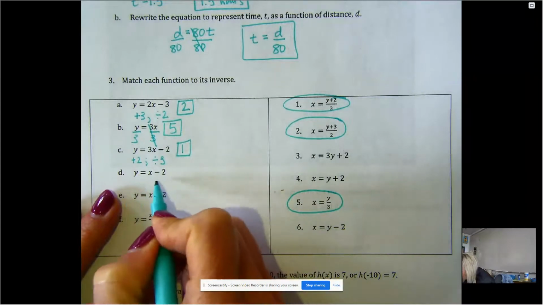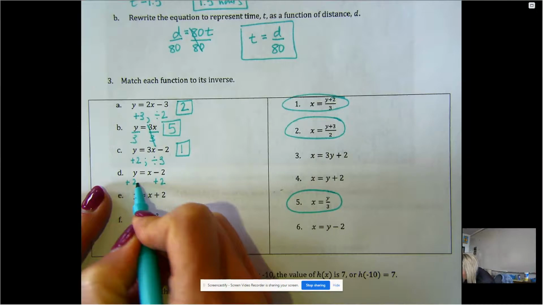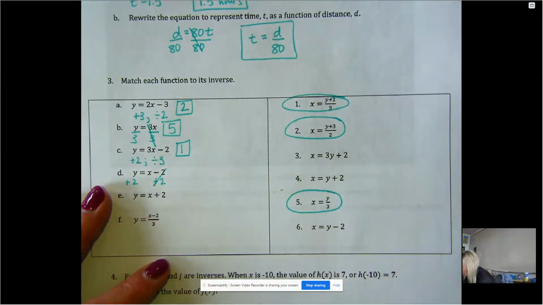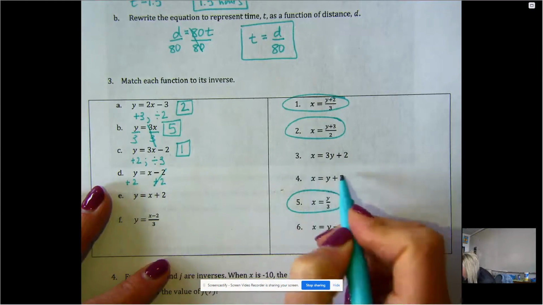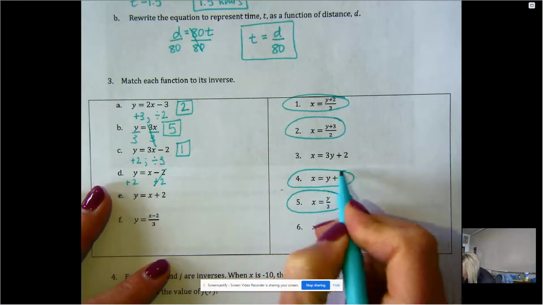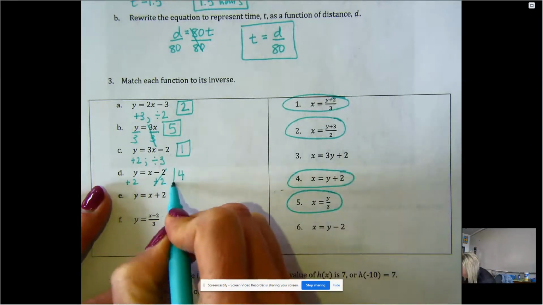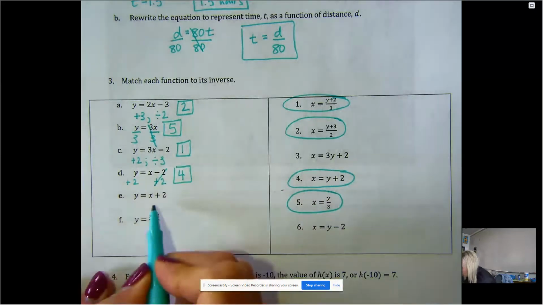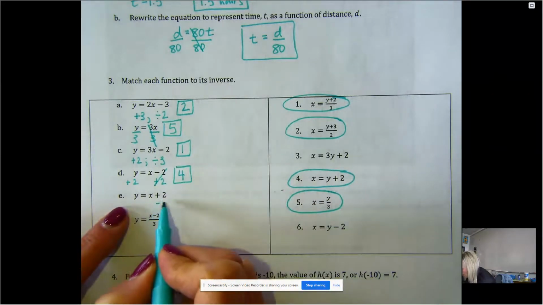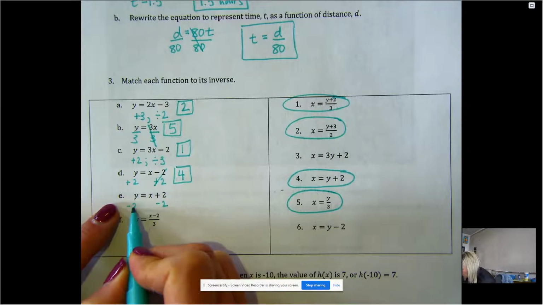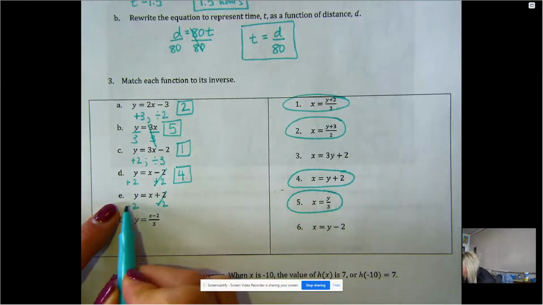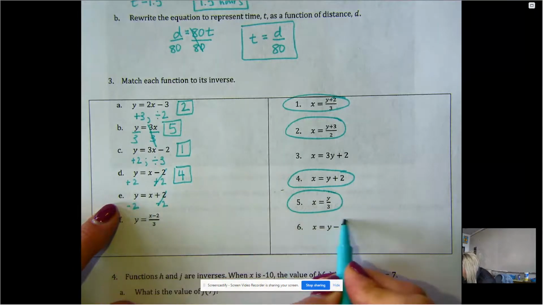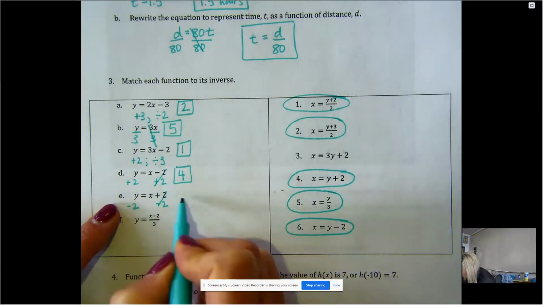These one-step equations, all we have to do is just solve it. And I know I'm looking for x equals y plus 2. That's equation number 4. Whereas on E, I would solve for x by subtracting the 2. So I'm looking for x equals y minus 2. That's equation 6.